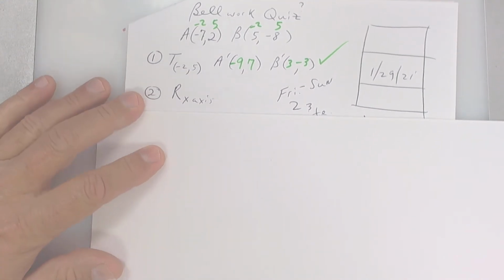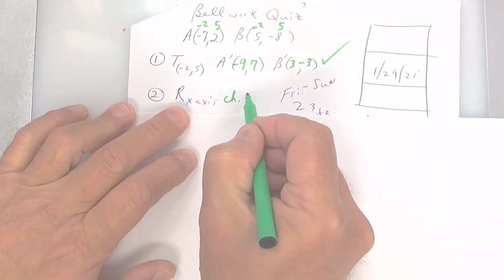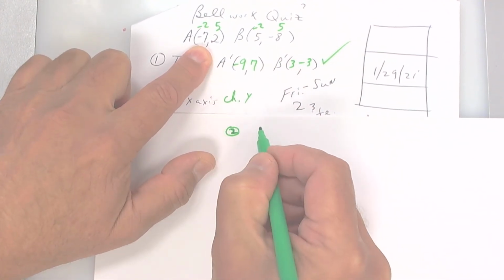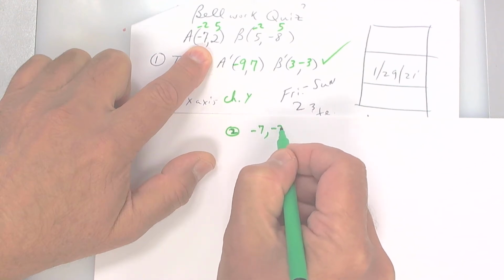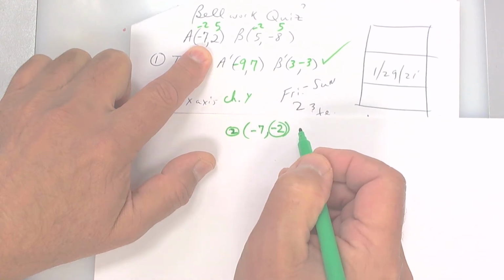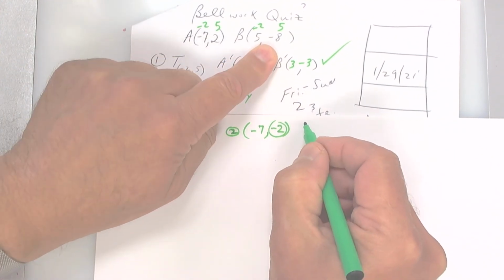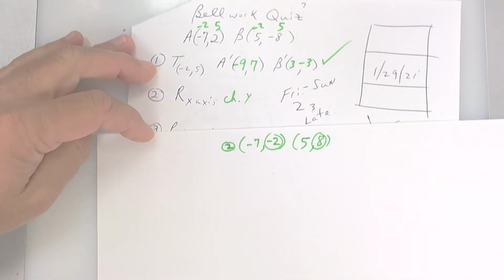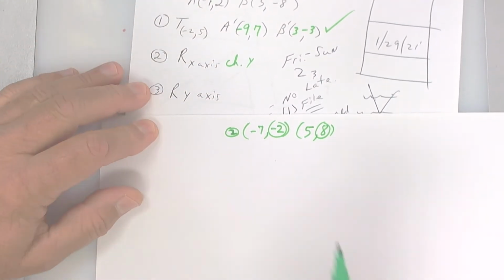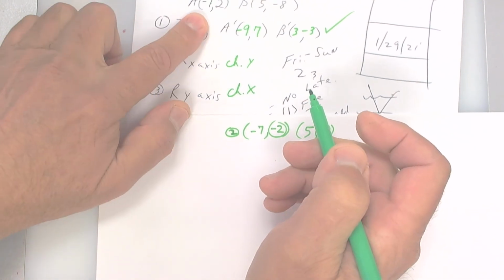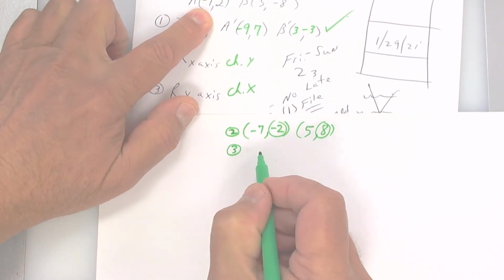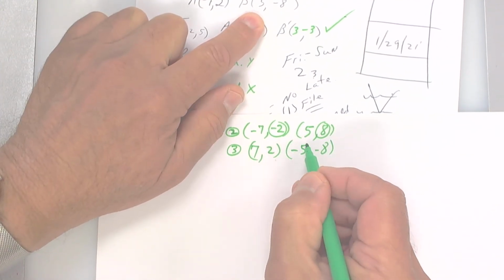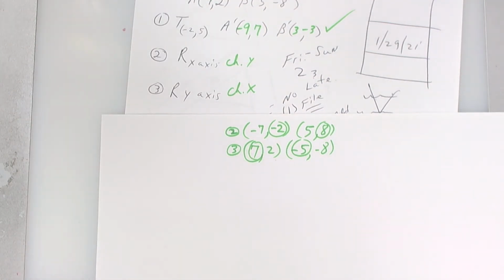When you reflect it over the x, you change the other one, which is the y. So number 2 is going to be -7 and -2. Change that one. And then change this one. This one is going to be 5 and 8. Okay? When you reflect it over the y-axis, you change the other one, which is x. So here, number 3 is going to be 7 and 2, and -5 and -8. So you change those. Okay, real simple.